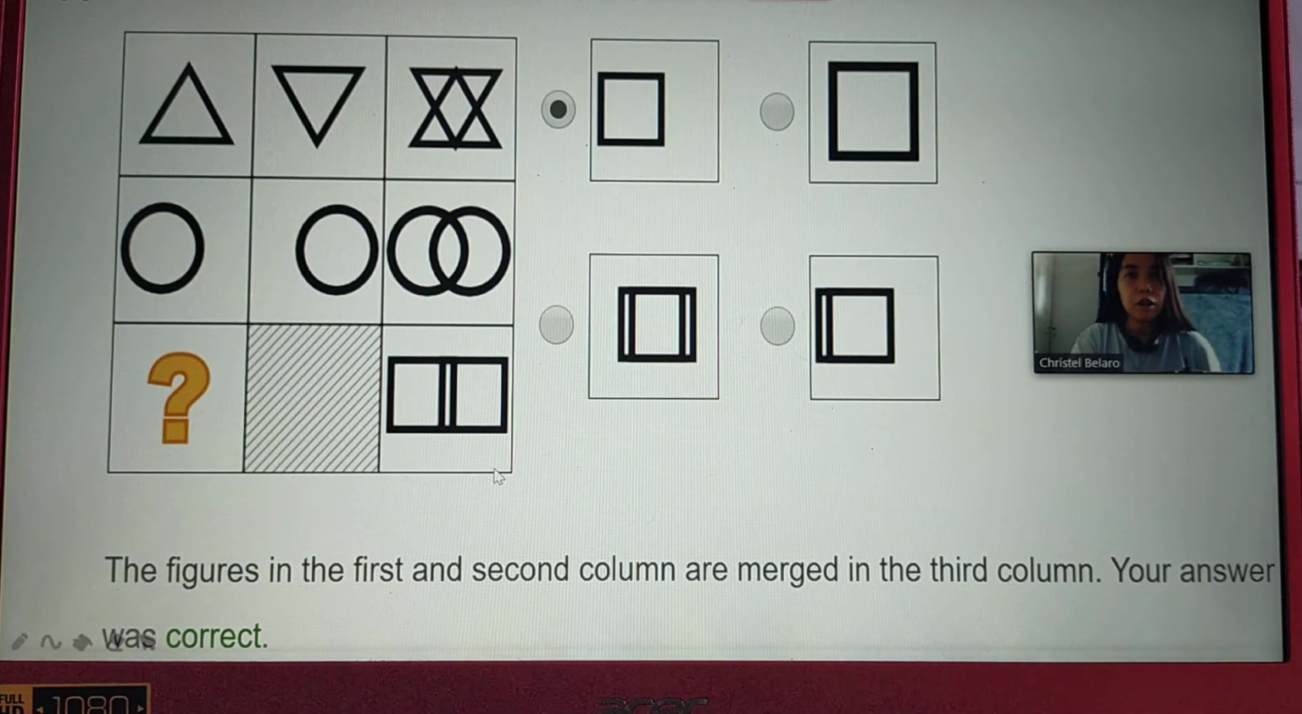Number 4. The answer is letter A, apple. The figures in the first and second column are merged. When you combine the first and second column, the answer is the third column. So the missing one here is the first column. Okay, the answer is letter A, apple.